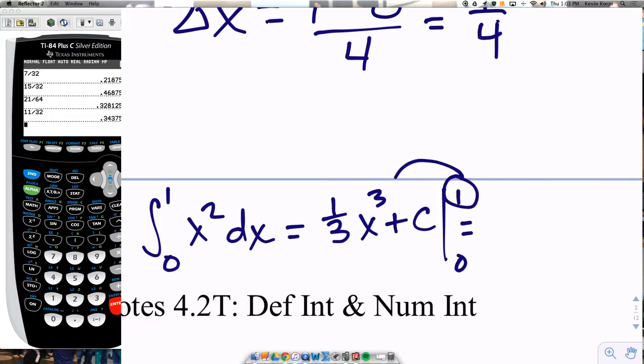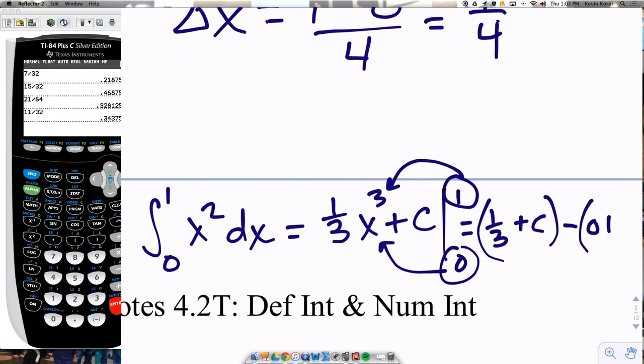All you have to do is substitute in the right endpoint, plug it in for x, and you get 1/3 plus c, minus, always minus, then you plug in the lower bound, the bottom number, and you get 0 plus c. Now, what happens with your c's? They cancel, and you're left with 1/3. And that's the answer. Yeah, nifty. To say it succinctly, it's nifty.